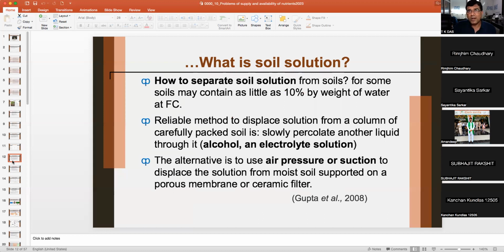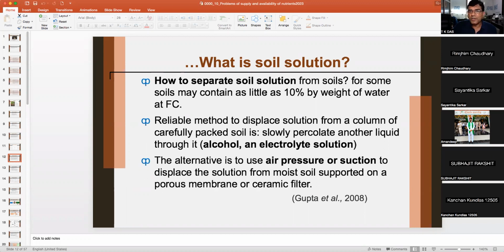Now the question comes: how much soil solution is there in the soil? How much nutrients are there in the soil solution? And how can I estimate, or how can I know, the quantity of the soil solution, which has nutrients? The techniques to estimate the quantity of soil solution are very difficult. Some people try, with a lot of errors, but methods are there to know the soil solution.